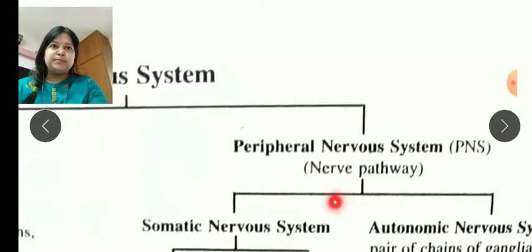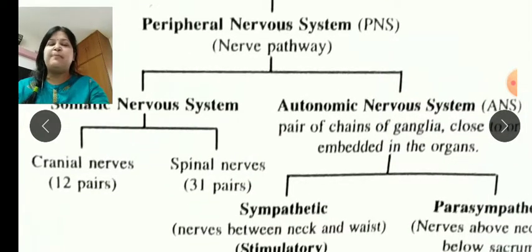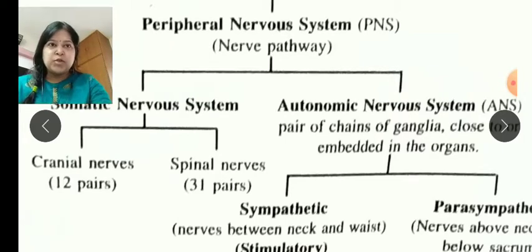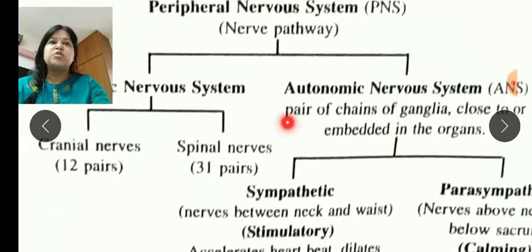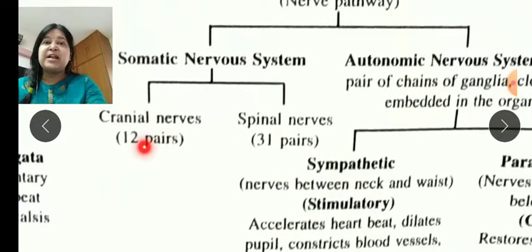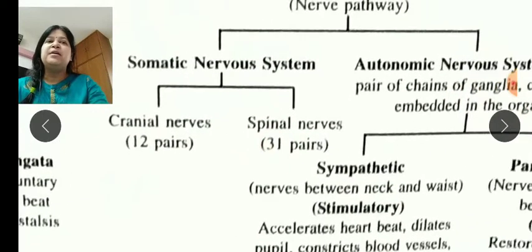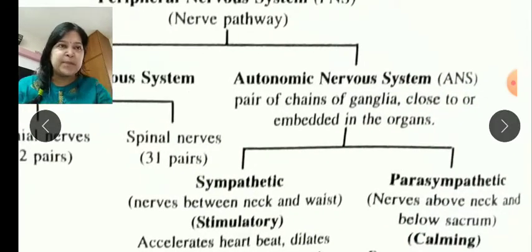Now, today I will explain you about the PNS also. It is a nerve pathway which is stimulated by the spinal cord. Okay, so it is further divided into the somatic nervous system and the autonomic nervous system. Somatic consists of cranial nerves, which arise from the brain, 12 in pairs, and spinal nerves, that is 31 in pairs. So you should know the exact number of these nerve pairs.